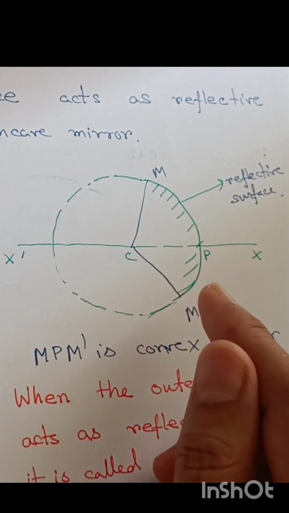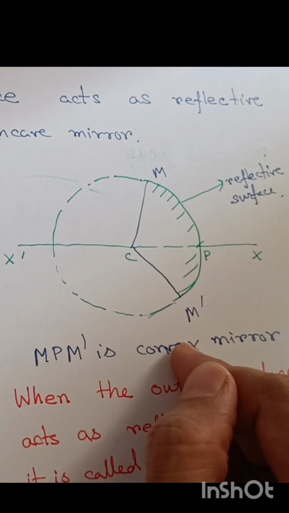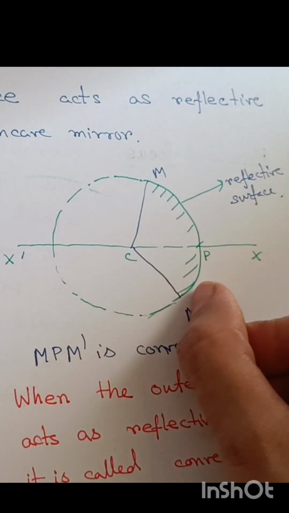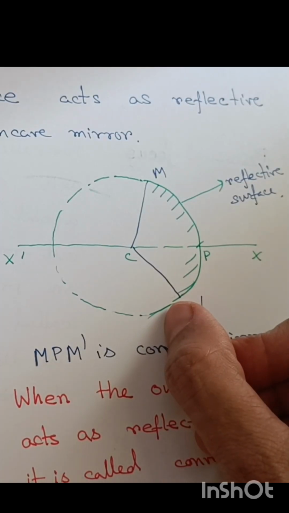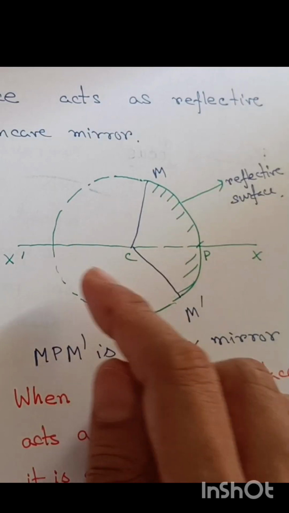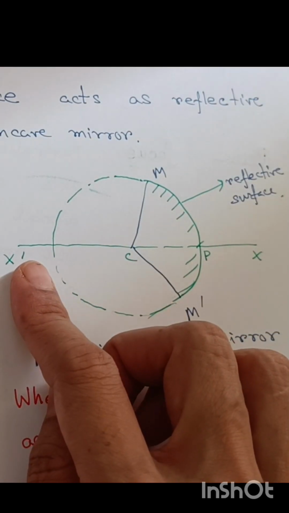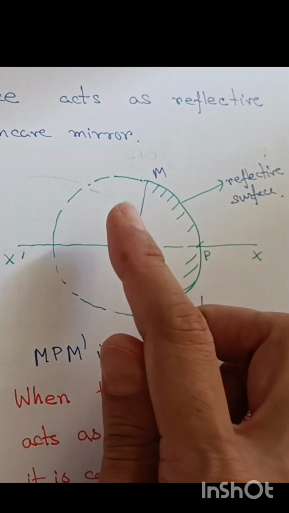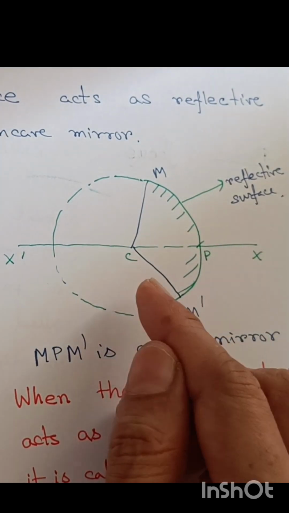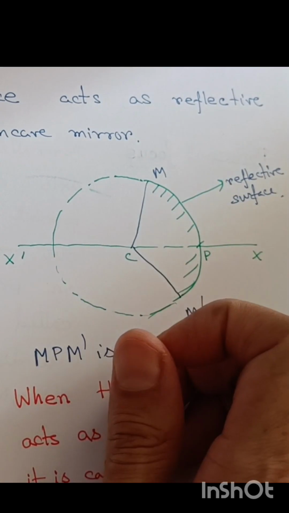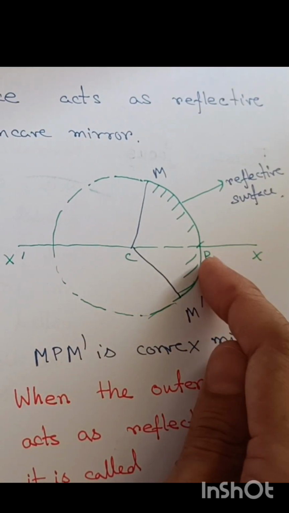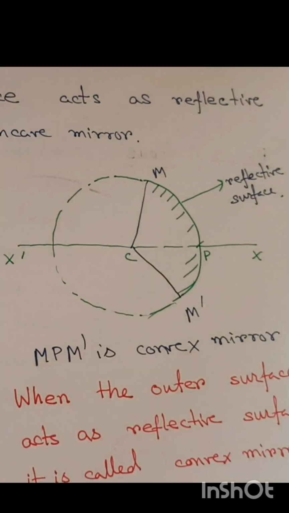M dash is the convex mirror and this side is the reflective surface of the convex mirror. This is the whole circular surface. X dash is the principal axis. C is the center of the circular surface and also of the convex mirror. And CM or CP is equal to the radius of the convex mirror. P is the pole, C is the center.